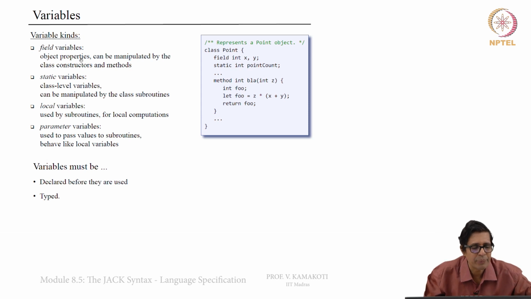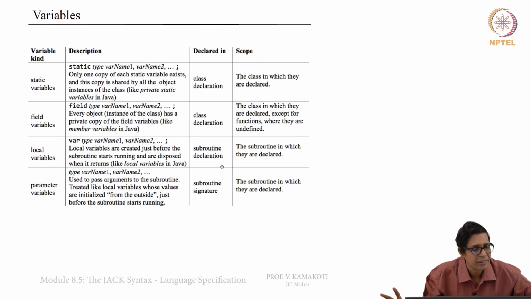So, there are these 4 types of variables: field, static, local and parameter. The variables must be declared before they are used. So, I have to declare int x, y; I can't use x, y and then declare them later. And the variables are strongly typed, right.